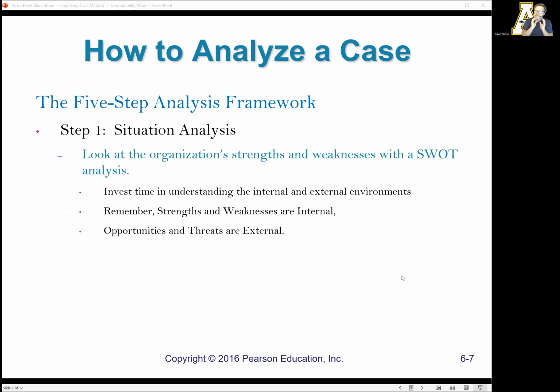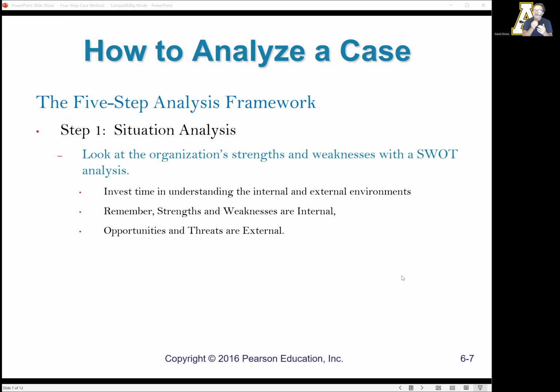So the first step is the situation analysis. The situation analysis is actually the last thing that's ever written. It is a look at the organization's strengths and weaknesses with a SWOT analysis. With this, you want to invest time in understanding the internal and external environments. And remember, strengths and weaknesses are internal, opportunities and threats are external.